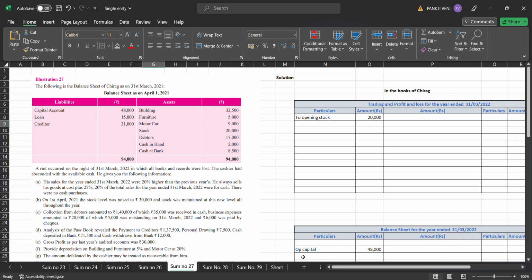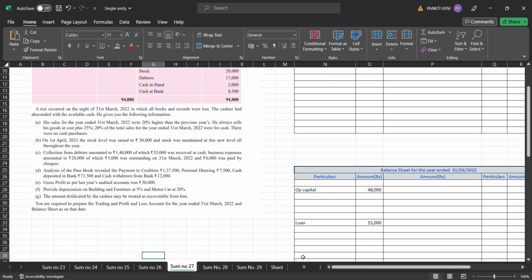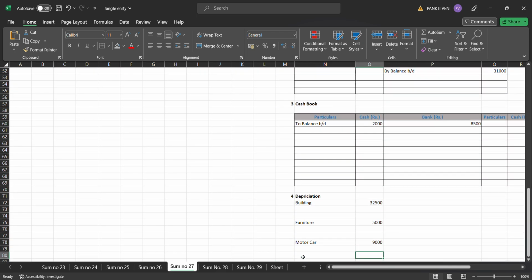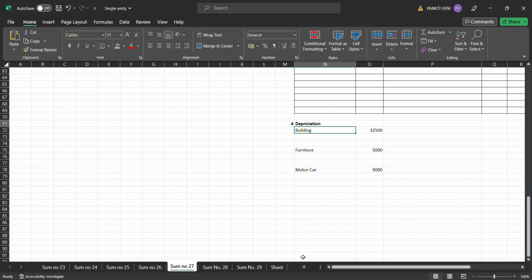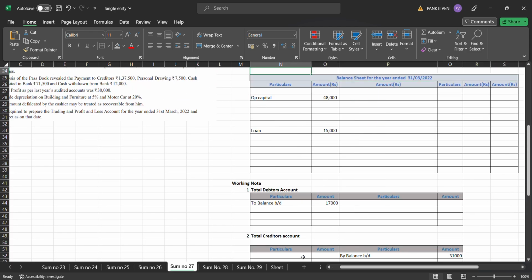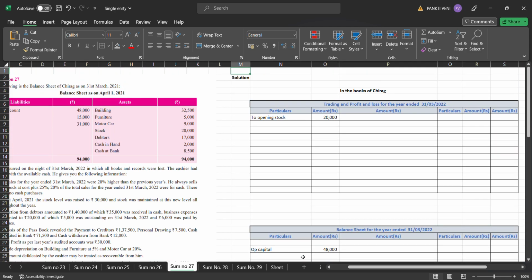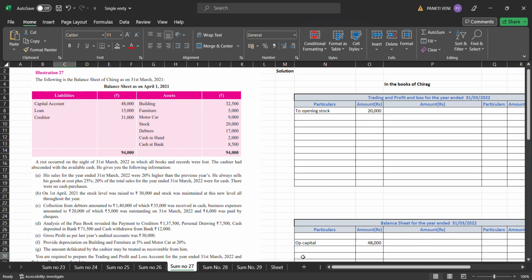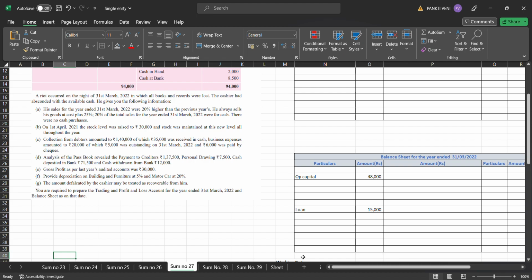So riot occurred and cashier went away. Okay, that is okay. First point, his sales for the year ended 31st March 2022 were 20% higher than the previous year. So what they have mentioned about the sales is that his sales were 20% higher than the previous year. Before going for that, first adjustment, we have one more adjustment, number 5, which is related to it.